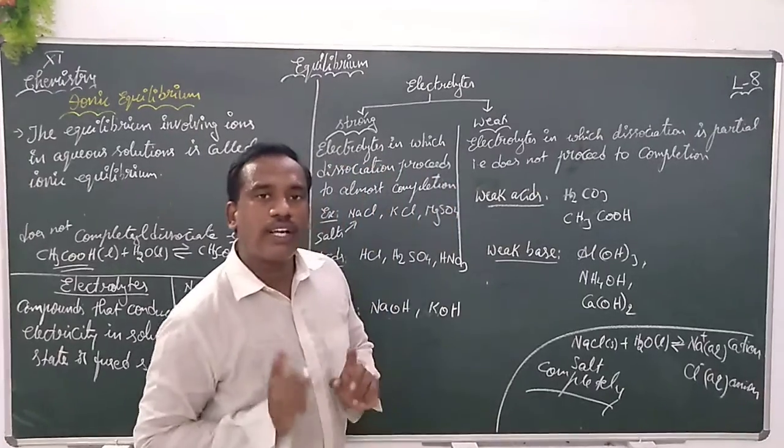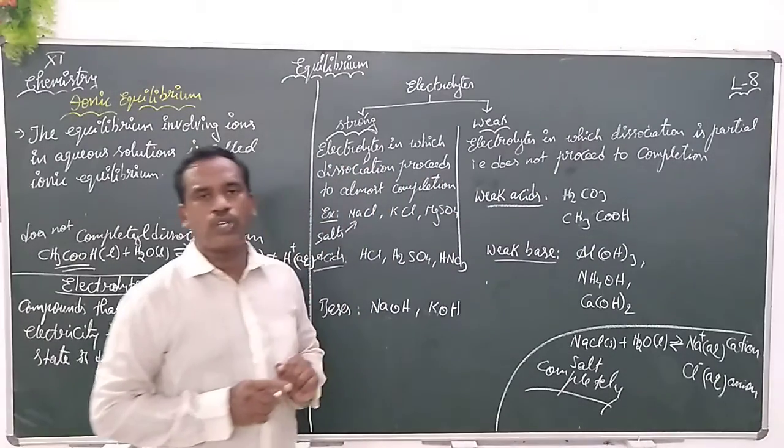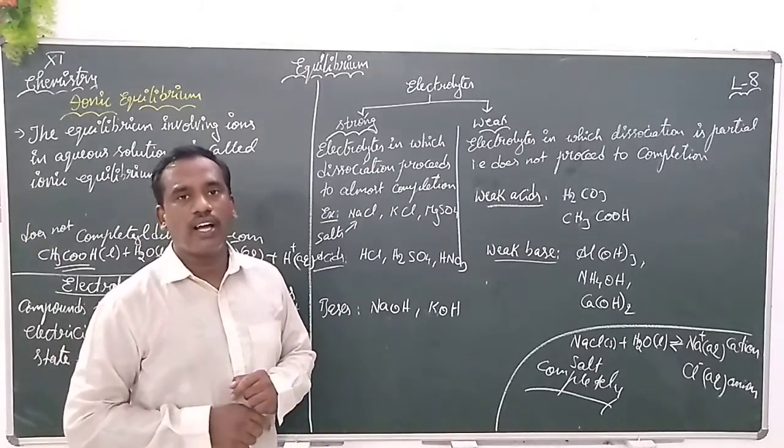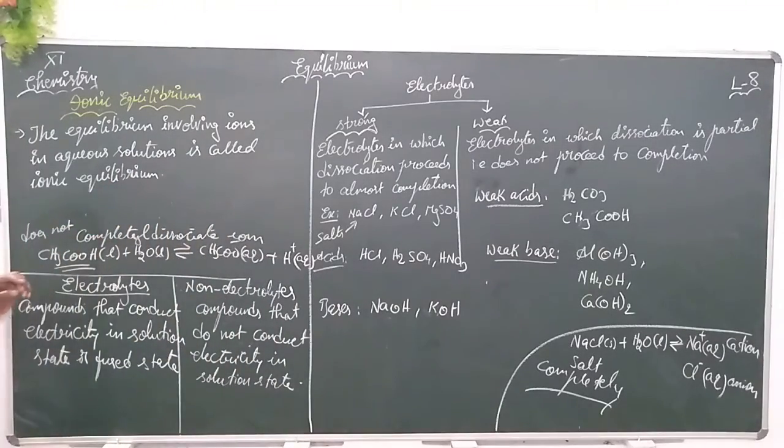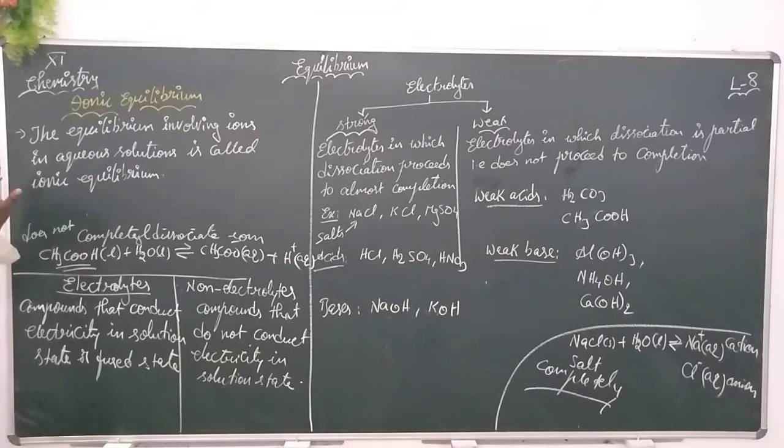So again, our electrolytes are further divided into two types: strong electrolyte and weak electrolyte. Before we go to the concept, first let us see what introduction we brought for ionic equilibrium. After that we need to introduce what is meant by electrolyte and what is meant by non-electrolyte.